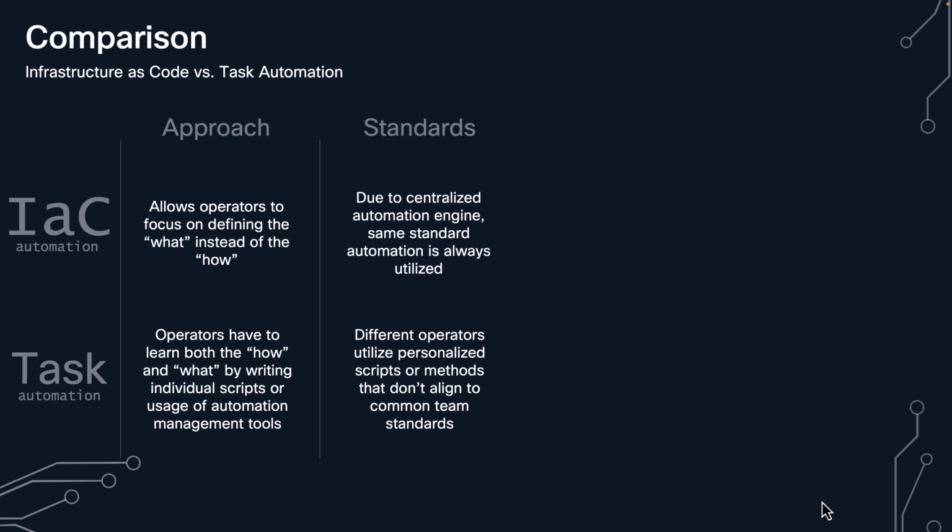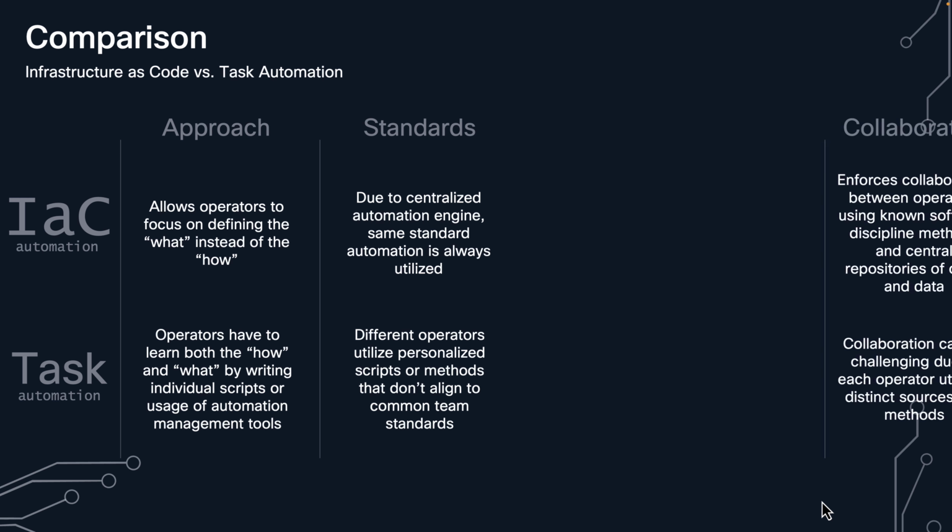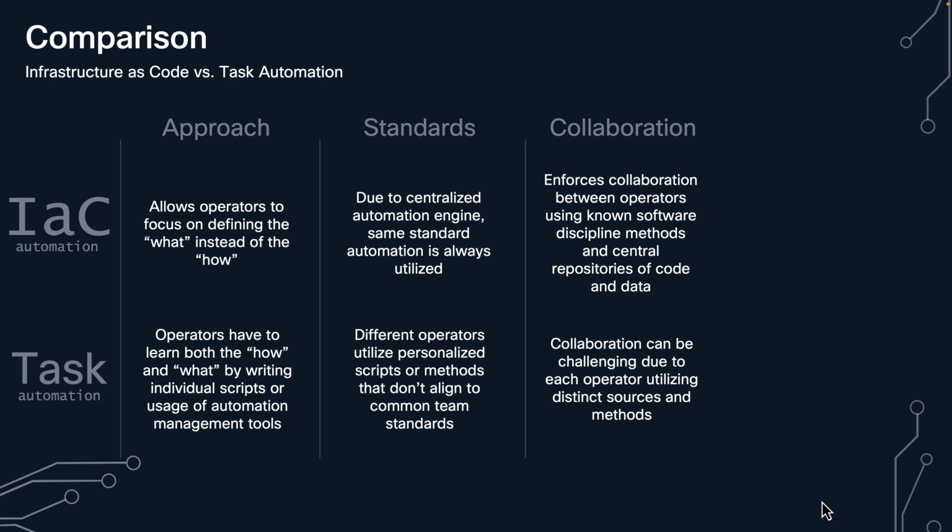The second part is when we look at standards. Due to the centralized nature of infrastructure as code, any changes performed against the data structure itself are picked up by automation and executed against the network. Task automation is different, because different operators might take a different approach in how they build the code base to perform the action. With infrastructure as code, due to its nature and the way centralized code repositories exist, it builds itself inside of a collaborative space.